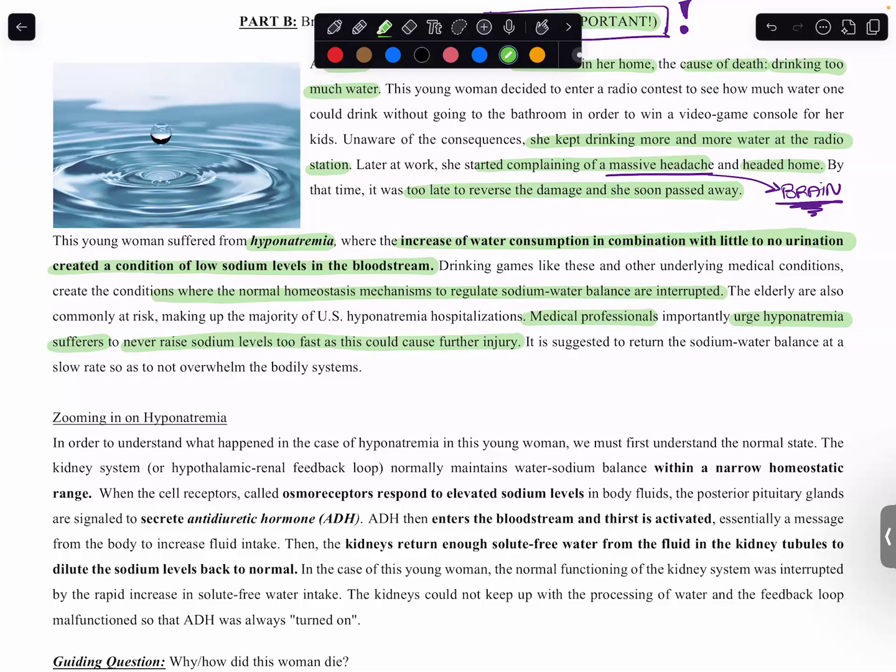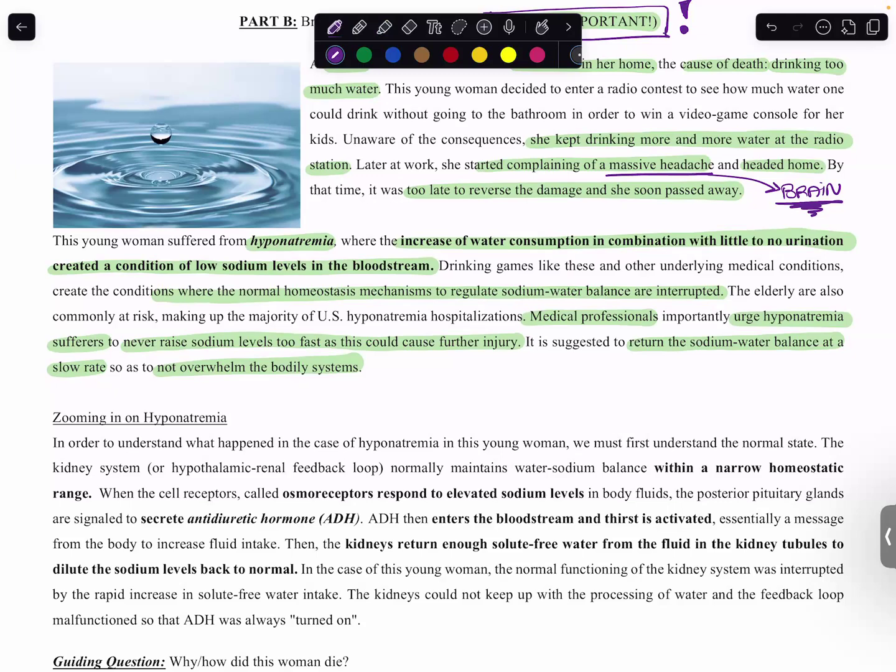Right? So just because it's been diluted, that's terrible, as we can see with this lady, but you don't want to all of a sudden start intaking so much sodium at a really quick rate to try and balance it. That can actually cause more damage. It is suggested to return the sodium water balance at a slow rate so as to not overwhelm the bodily systems, right? We want to slowly get back to homeostasis.